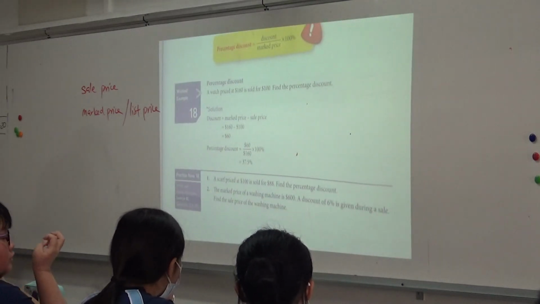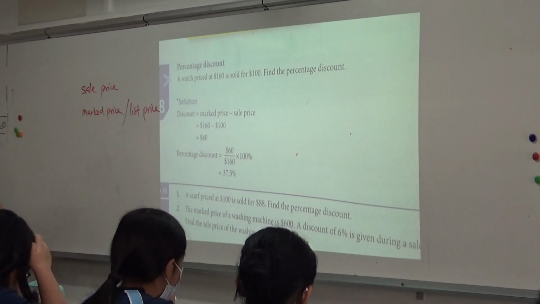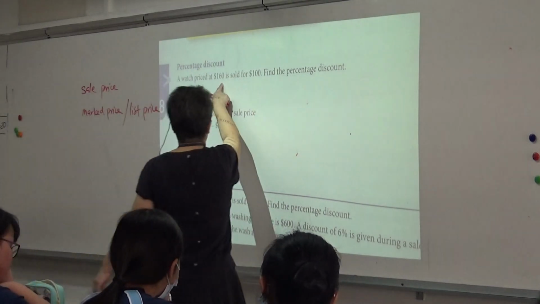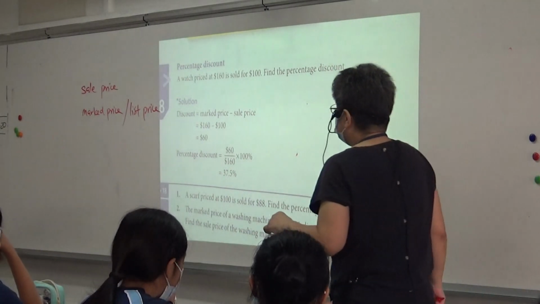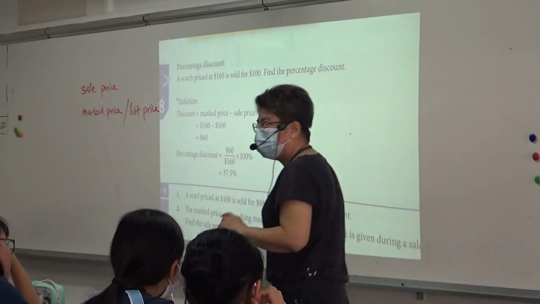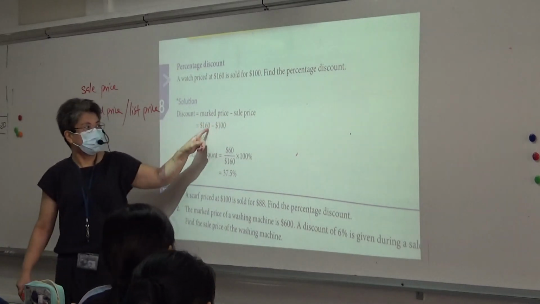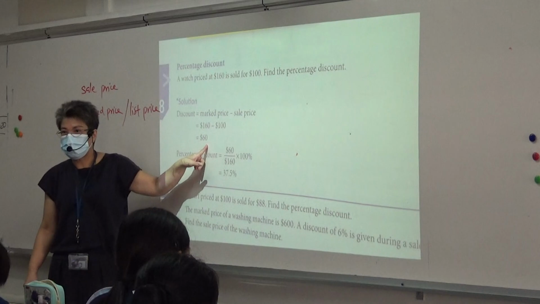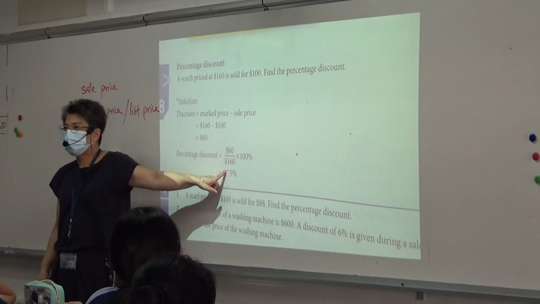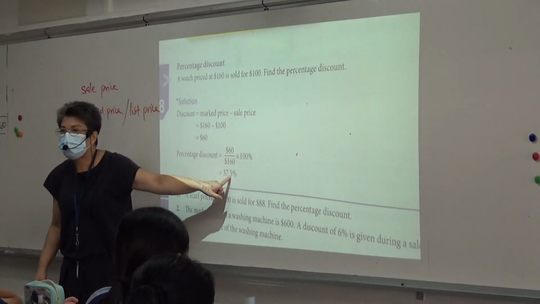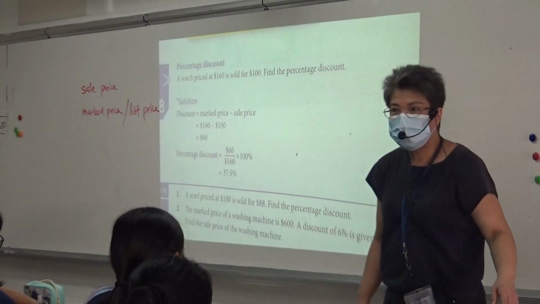This one is very fast. I'm going to make it a bit bigger so that you can see. Now, the watch priced at $160 is sold for $100. Find the percentage discount. I think it's obvious to you that the discount, you don't need to write this, you just write this minus this here. $60, right? So, percentage discount will be $60 over what? The original, that's 160, times 100%, 37.5. Is that understood? Yes or no?